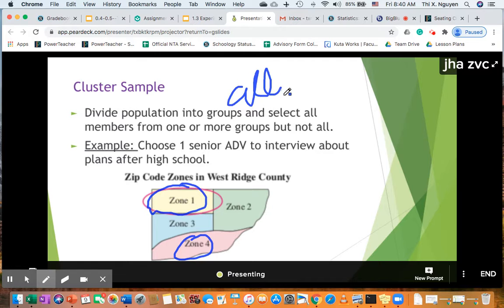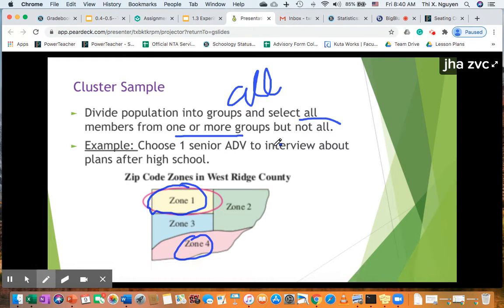They do all, right? And then it's just one or more groups. So the entire group, whatever you chose, is the entire group. That's the difference between cluster and stratify. Stratify is the same, but from every single group. Okay.